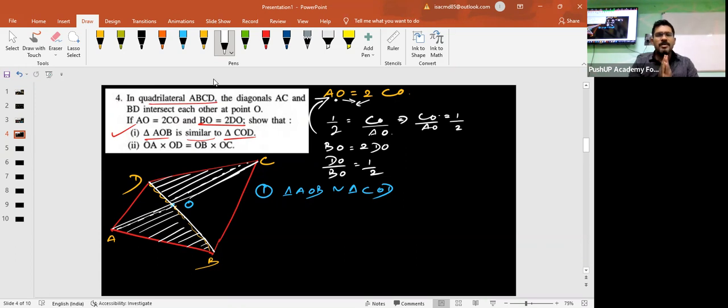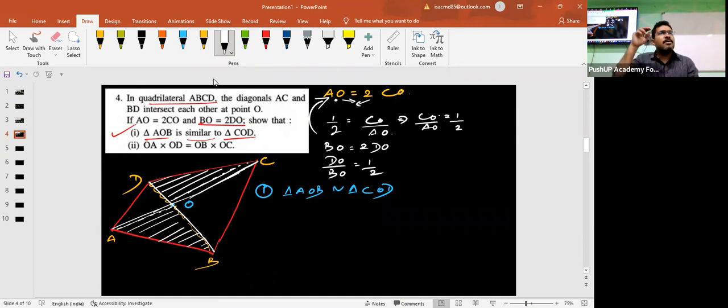But here the problem is neither the quadrilateral is a square, rectangle, rhombus, or parallelogram. So there is no chance of proving the angles are equal because the properties of parallel lines do not exist here. Isn't it? ABCD is simply a quadrilateral. We don't have any idea whether AB and DC are parallel, whether AD and BC are parallel. No idea about it. So never even think of using properties of parallel lines.